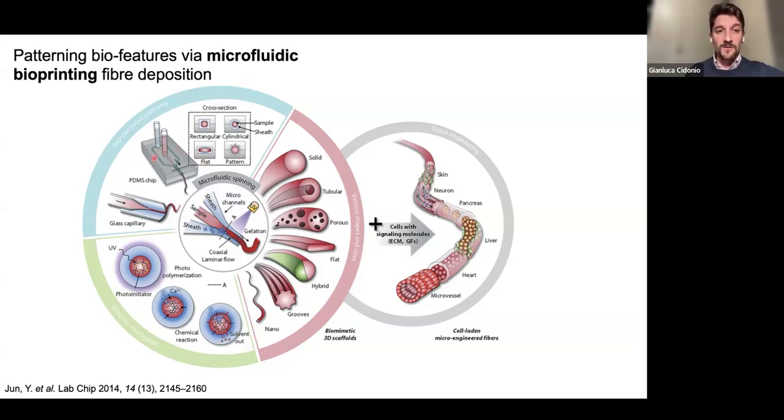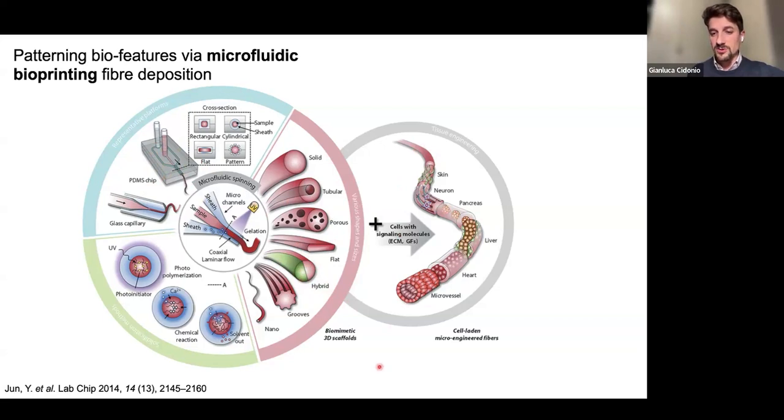But if you have a microfluidic chip, you have multiple channels of different shapes. You can change the material, you can change the cell type, and really you end up with a beautiful system where you can have multiple fibers with different architectures and different materials. You can see the hybrid Janus fiber with two phases, with two different materials. And at the same time, you can change cells on the go.